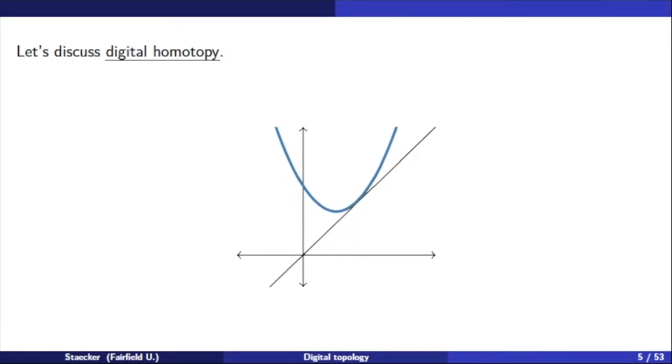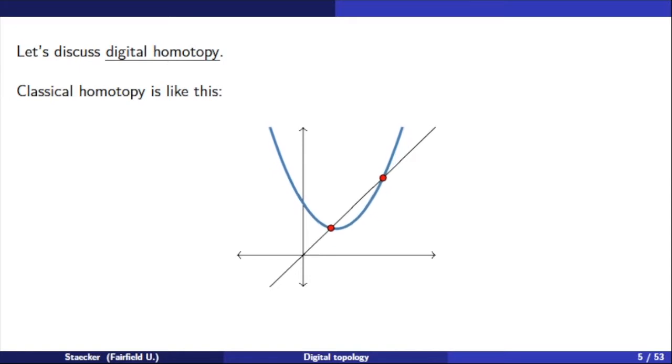So let's talk about homotopy. This is the picture of a classical homotopy. It's when you have a function and you change it in a smooth way or in a continuous way, like this. And the fixed points move around a little bit. This is a classical homotopy. This is not digital. This is a smooth, continuous function.